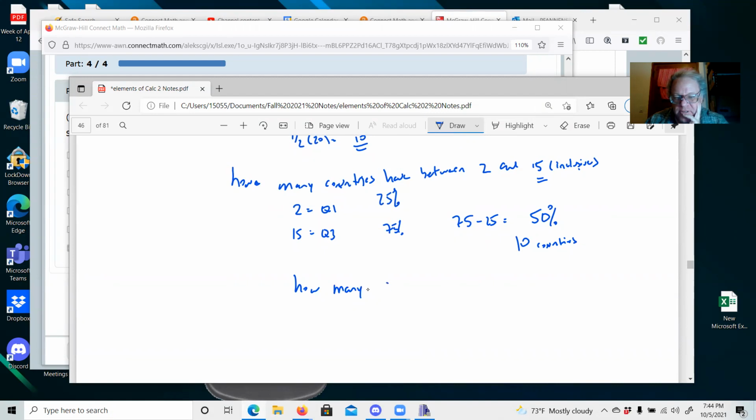How many countries have more than 15 nuclear reactors?